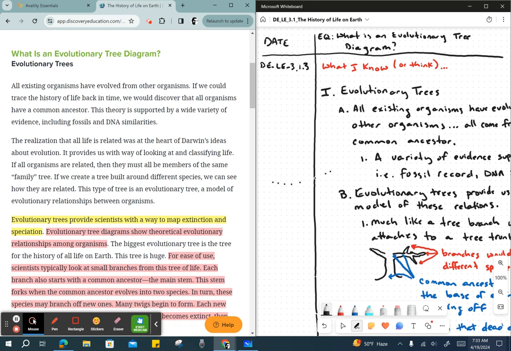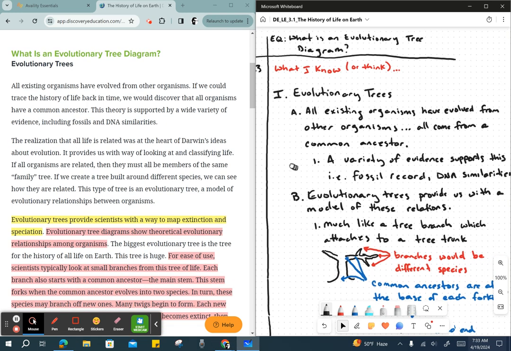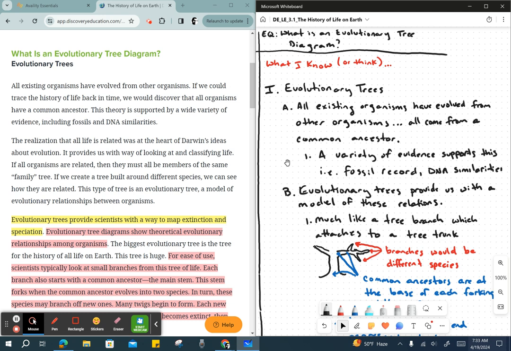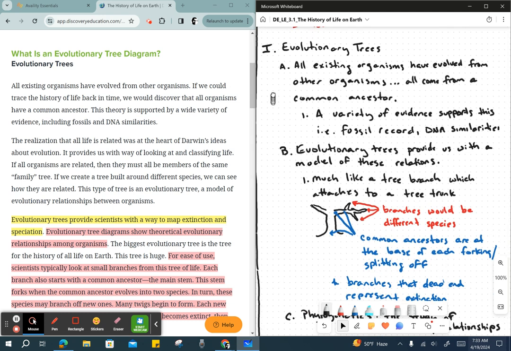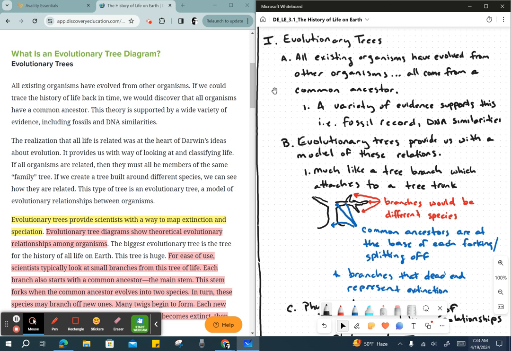Okay, hopefully you took a moment to write down some thoughts on what an evolutionary tree diagram might be. An evolutionary tree is basically a diagram, an illustration that models relationships between different organisms. It models their similarities, it models their differences, it kind of shows where common ancestry exists. That's kind of it in a nutshell.